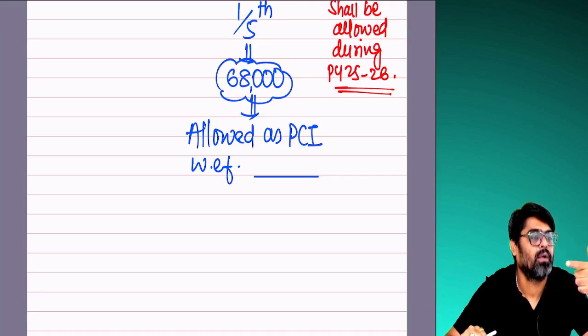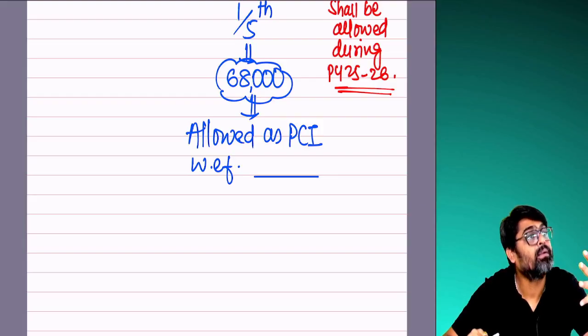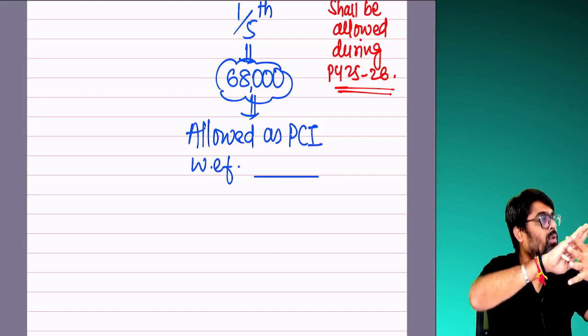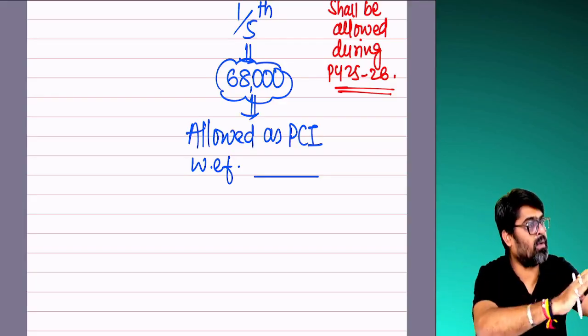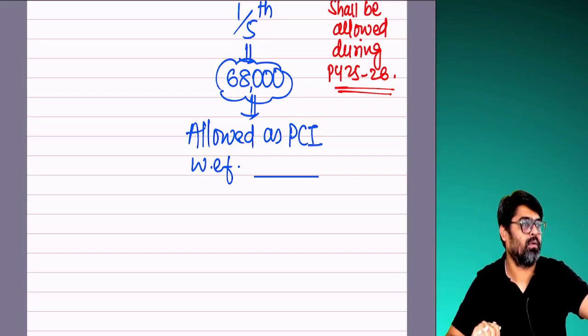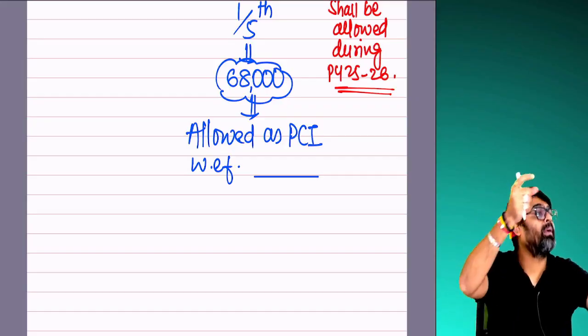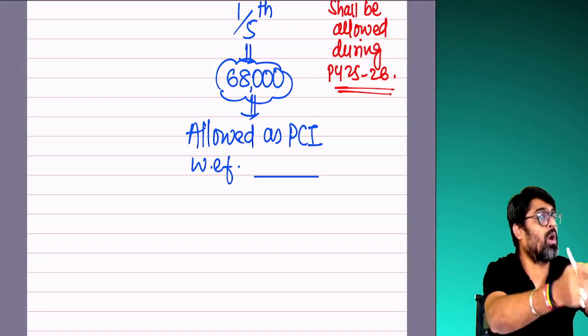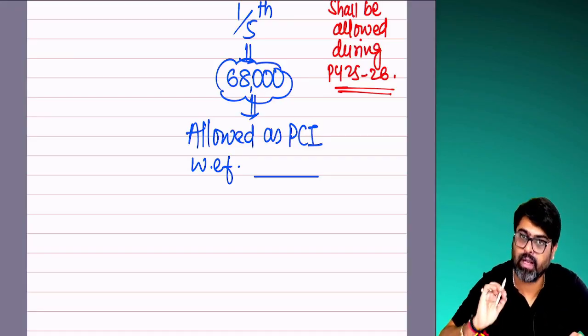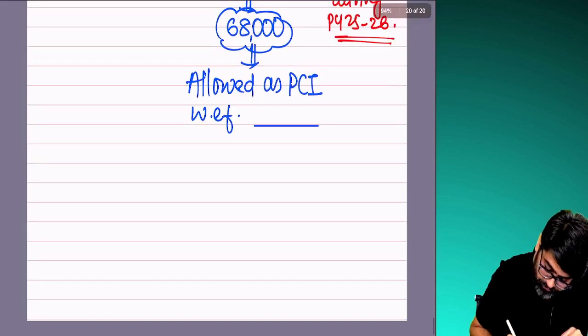Then 26-27, then 27-28, then 28-29, then 29-30. For these 5 years, whatever normal interest becomes due in these 5 years is going to be allowed. But the 68,000 will be additionally allowed in these 5 years along with the normal interest. Yes or no?